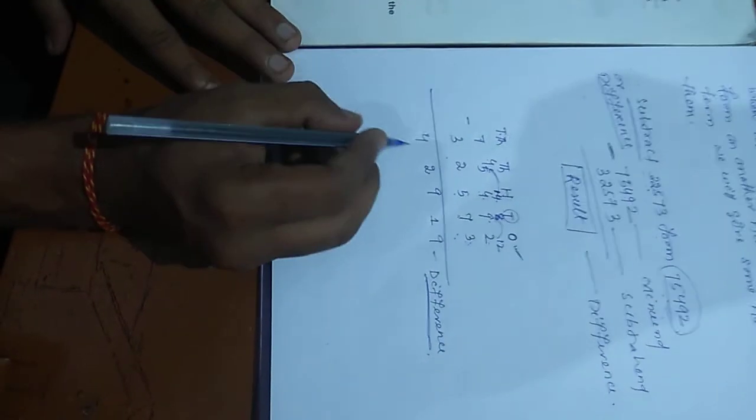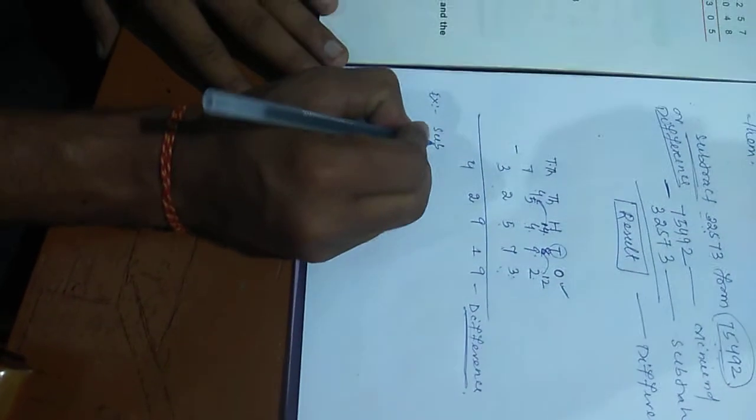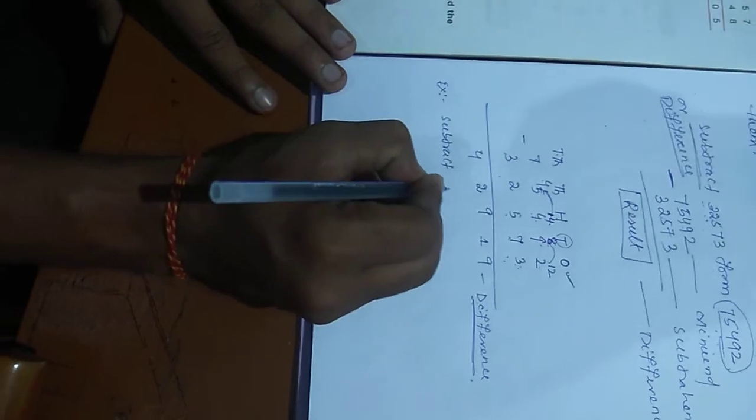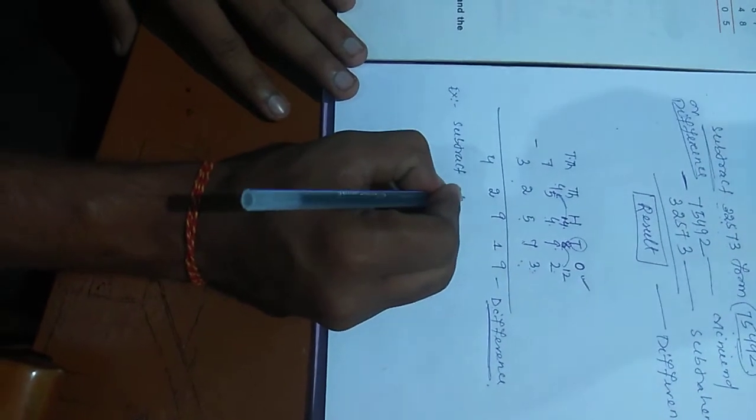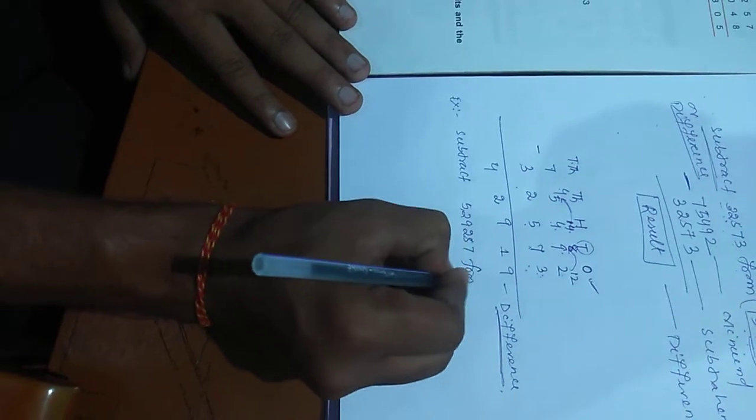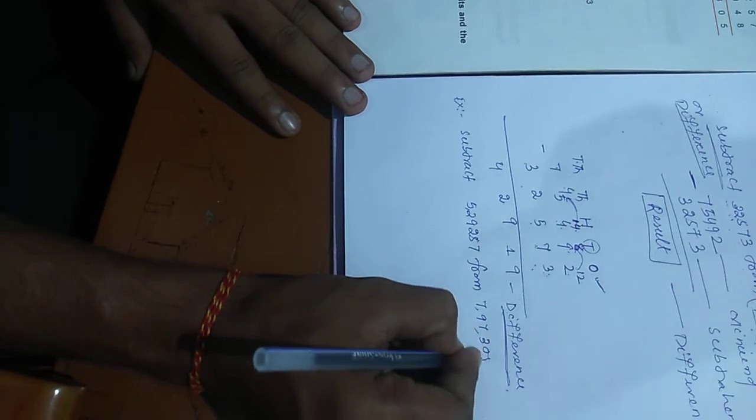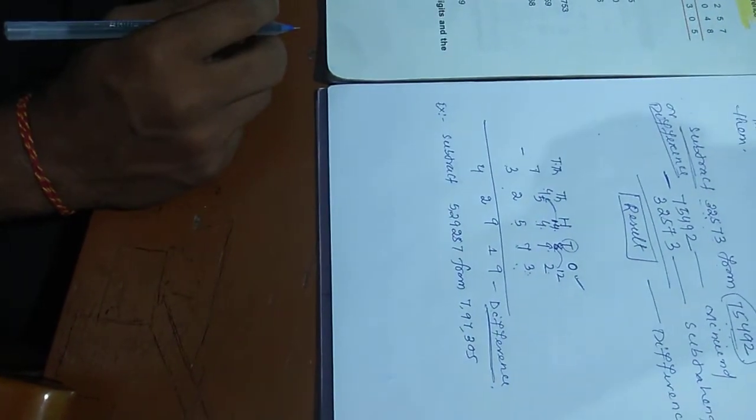Got it? Now let us do another example. Suppose another example is given. Subtract 5,29,257 from 7,97,305. So what will we do?